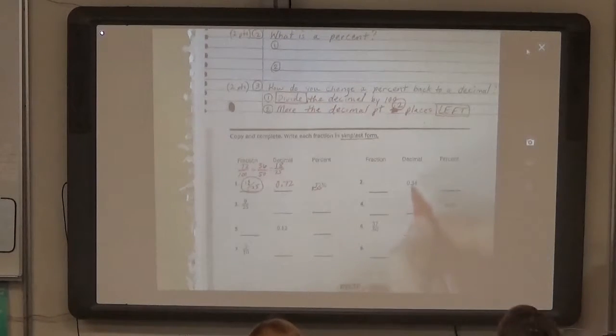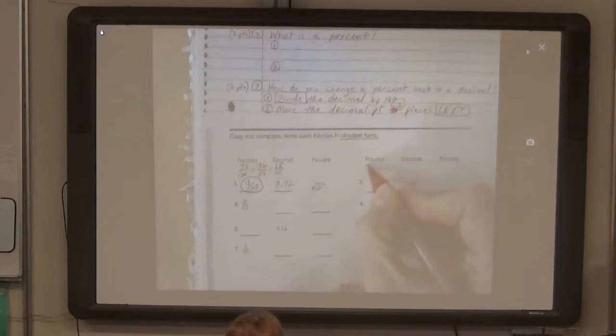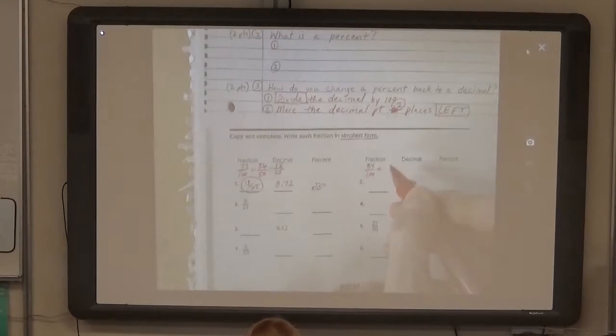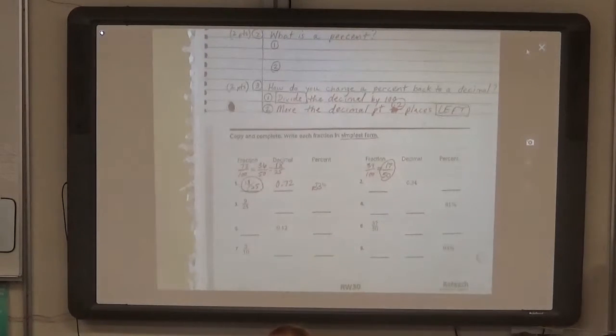Number 2, 34 hundredths. How do you write that as a fraction? You write 34 hundredths, and then divide them both by 2 because they're both even. Half of 34 is 17. Half of 100 is 50. What do you know about the number 17? Katie? It's a prime number. So we can stop there because it doesn't go into 50 and it's prime.